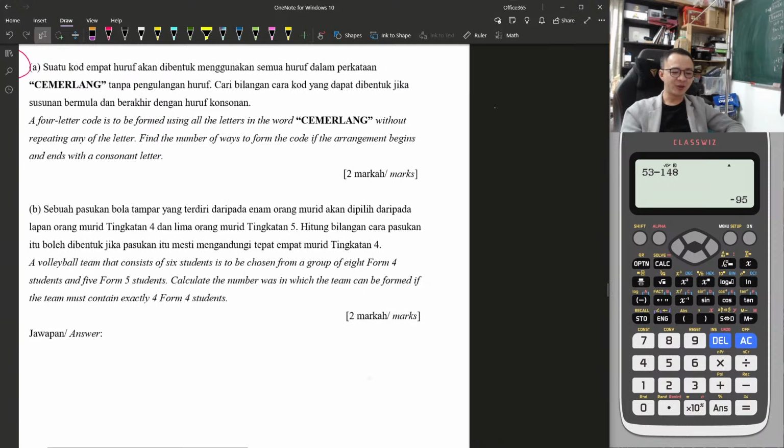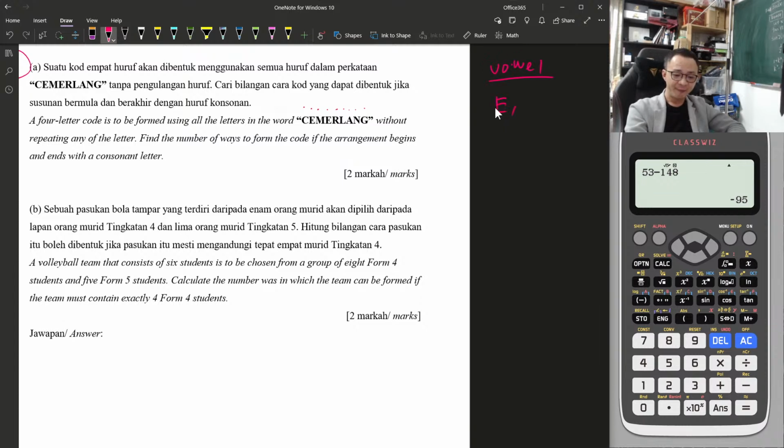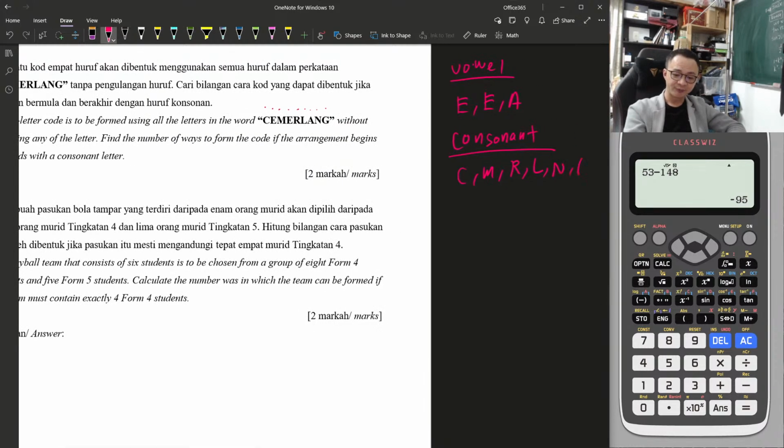Okay, we have four-letter codes, and a four-letter code is formed using this word, cemerlang. So we have 1, 2, 3, 4, 5, 6, 7, 8, 9. Here we have 9 letters, so let's work out the vowels and consonants. For the vowels, we have double E and the A here. Consonants means not A, E, I, O, or U. For consonants, we have C, M, R, L, N, and G. So the total will be 9.